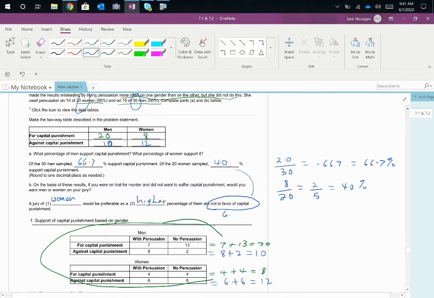Okay, 60% are not in favor, 40% are in favor. So be careful how you answer this. A higher percentage of them are not in favor. It's asking the opposite. So be very, very careful when you answer this question.